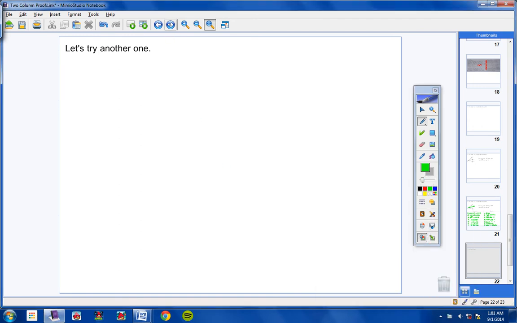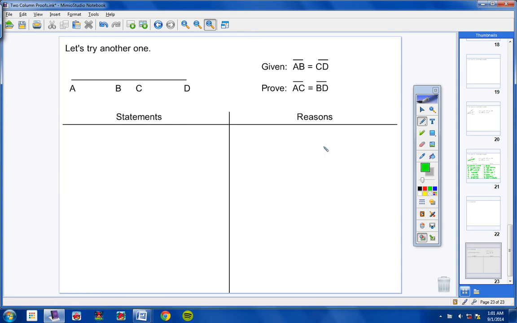Okay, students, let's try another one. I'd like you to copy this in your notes if you would, please. We have segment AD, which has points B and C over here. There we go. So if you would please copy this figure in your notes, and then go ahead and write your given. You are given that segment AB equals segment CD, and you're trying to prove that AC equals BD.